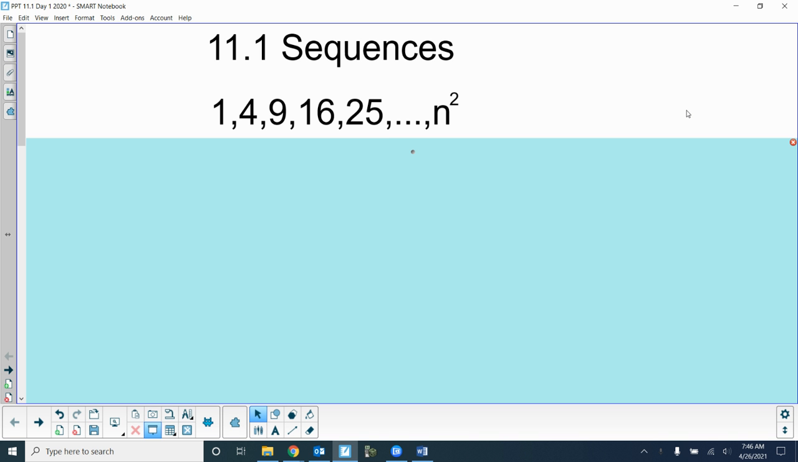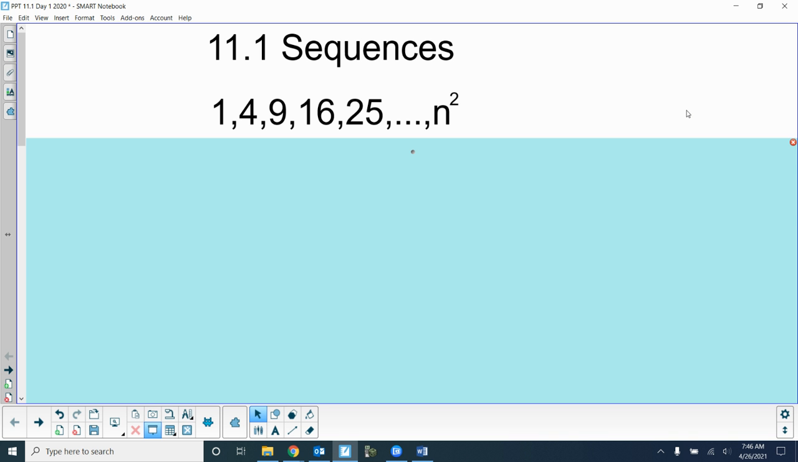What's happening here is this first term is 1 squared, the second term is 2 squared, and the third term is 3 squared. That's how we're getting those numbers. A sequence is just a list of numbers with a certain rule that works to get each number. The rule for this one is n squared, and n represents which term you're looking for. If I wanted the 10th term, I do 10 squared, so the 10th term would be 100.